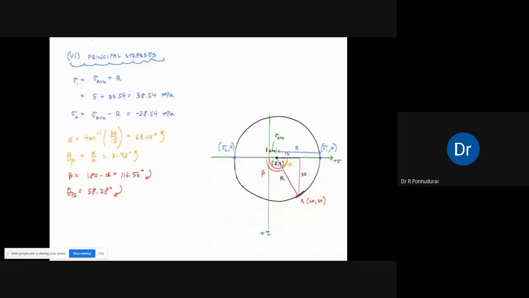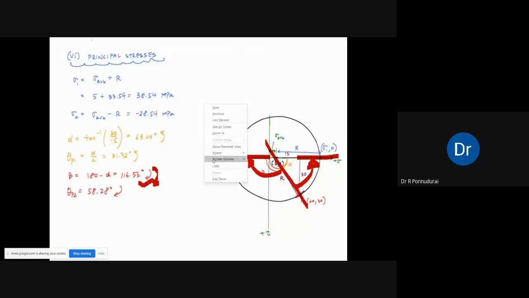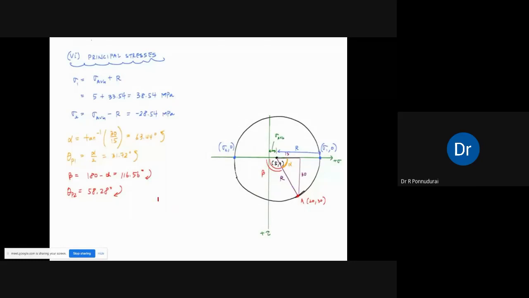See, this is the plane. You already calculated the beta. Beta is equal to 116. So from the plane it is going to be this way. So that is where it is clockwise. This is the plane of minimum principal. Plane of maximum principal. So theta P2 also we can get. So theta P1 from here is 31.72 degree in the element, not in the Mohr circle.